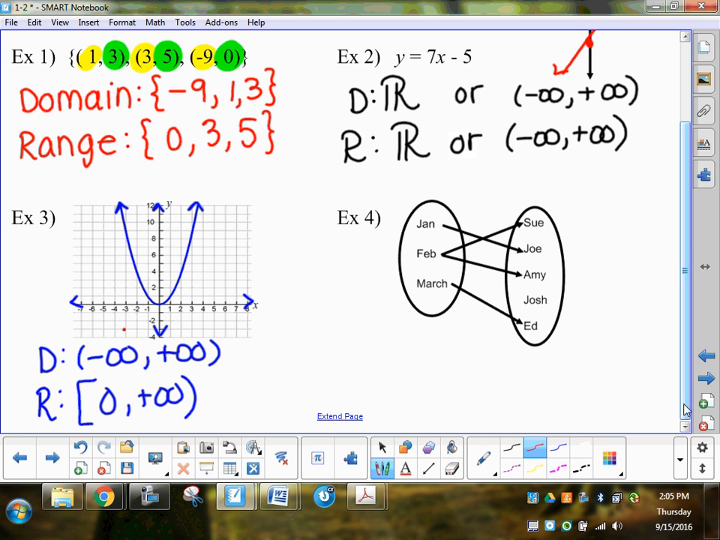If the function uses all of the available y values, it's called an onto function. If it doesn't, it's not an onto function. This is a function. Is it an onto function? No, because we didn't use these negative y values.